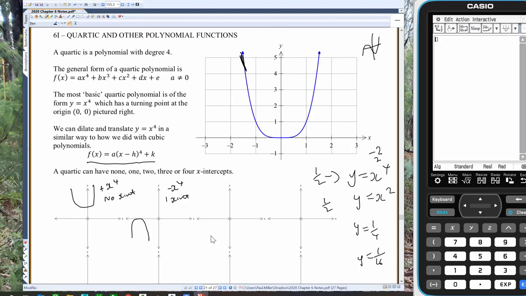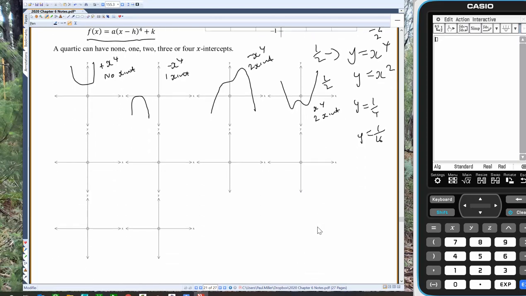We can get one x-intercept like this. So we can get a stationary point of inflection. Actually, this is going to be 2 x-intercepts. So this is an example of 2 x-intercepts. Now that is going to be a negative x to the 4 function, and that is 2 x-int. Here's another 2 x-intercept quartic. That's a positive x to the 4, and that's a 2 x-int. Got heaps of different ones we can draw here. What else can we get?